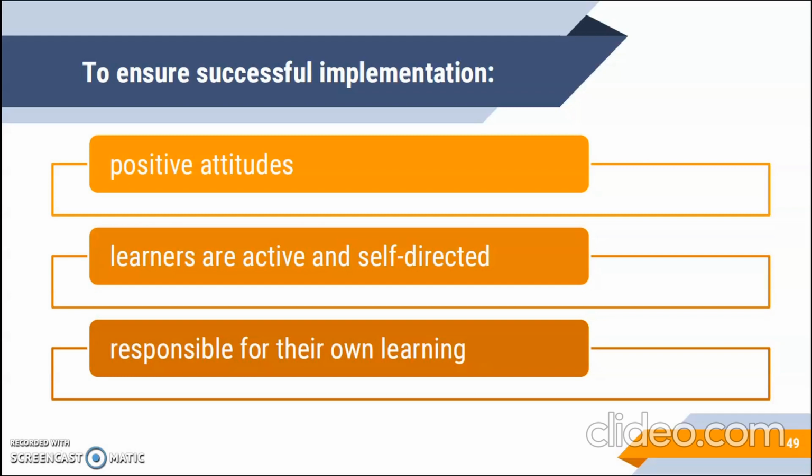Next one, responsible for their own learning. It means that the learners have determination to learn and will not give up easily. For instance, if they wish to improve in communicative skill, they will not practice the language in the classroom only, but also they will put more effort into practicing outside of the classroom. They are also able to look for extra information that is related to their language learning.